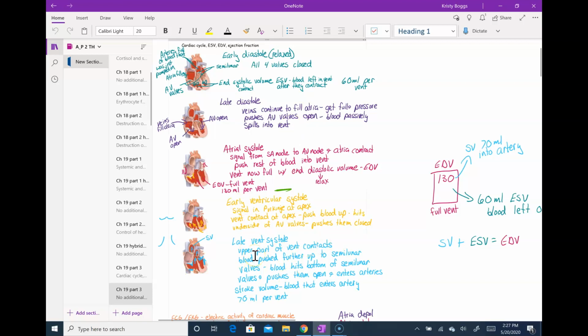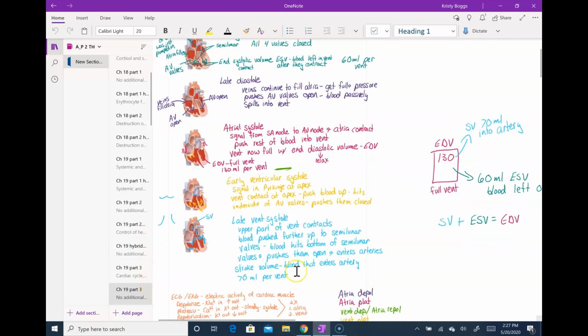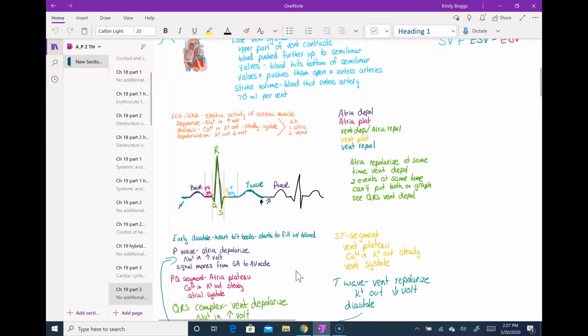Now remember, you have the atria contract first, then the ventricles contract. That's the basics of the heartbeat. So the next thing you're going to do for this lab is match these up to an EKG. And you have that here in your notes.